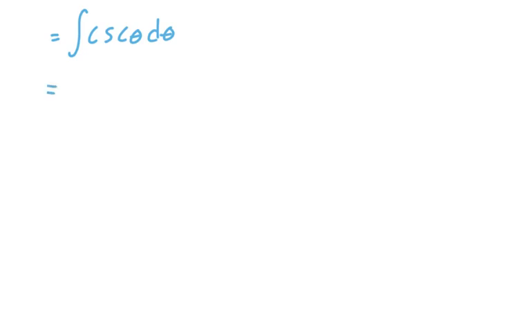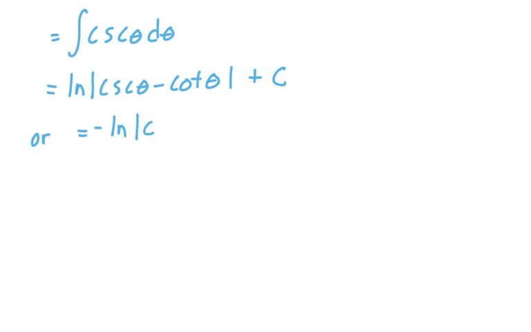But a couple ways we can think about this is natural log of the absolute value of cosecant theta minus cotangent theta plus c. Now, another way to express this is you can write this as negative natural log of cosecant theta plus cotangent theta plus c. But we're not done, right?